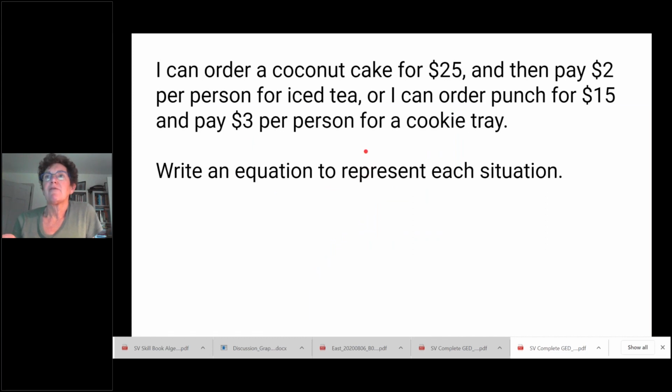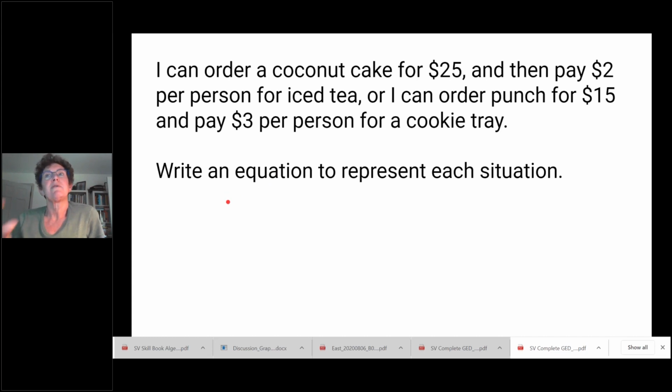So I have another party that I'm planning, and again, it's a dessert party. I can order a coconut cake for $25 and then pay $2 per person for iced tea, or I can order punch for $15 and pay $3 per person for a cookie tray. Write an equation to represent each situation.